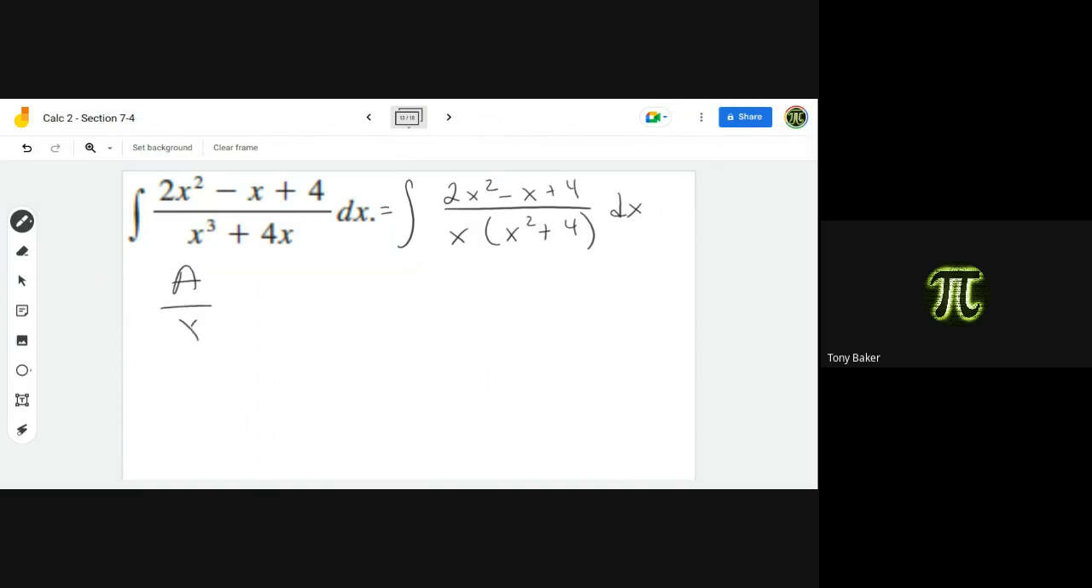I have a over x. Huh? Why do you say 8? Oh, this? Because it's 2 times 4. AC method. You multiply the first and the last terms. And up here, I'm going to have bx plus c.